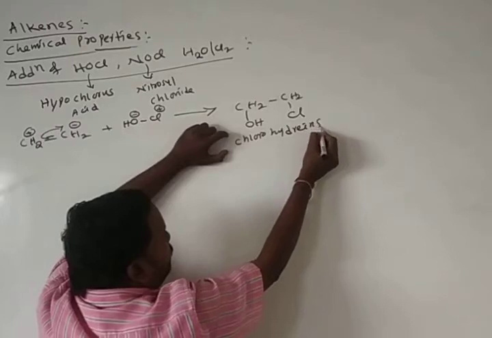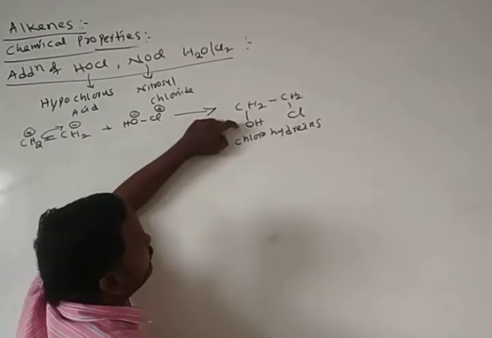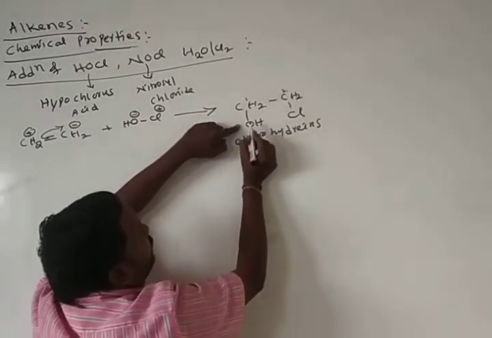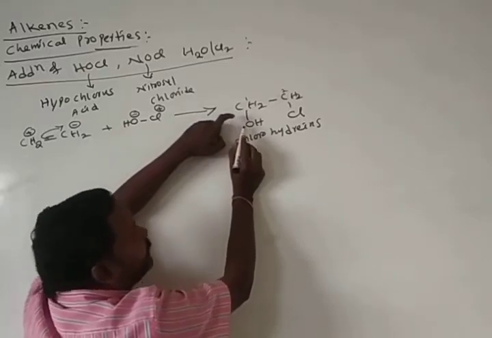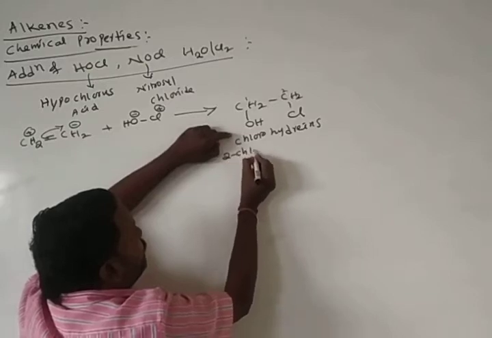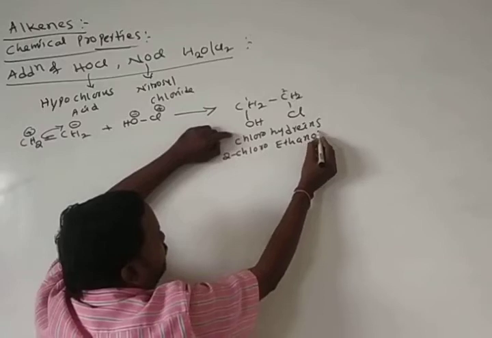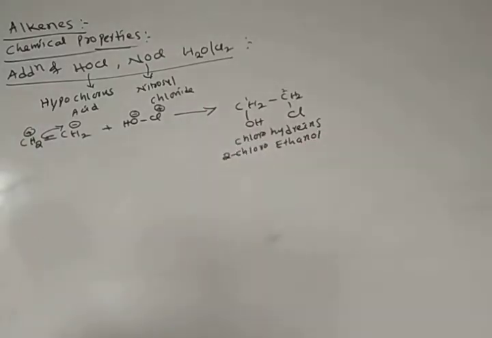Such types of molecules we call chlorohydrins. And what is the IUPAC name of this molecule? Since the OH is the functional group, I gave the numbering for this functional group. We call it 2-chloroethanol. This is among the symmetrical alkenes.